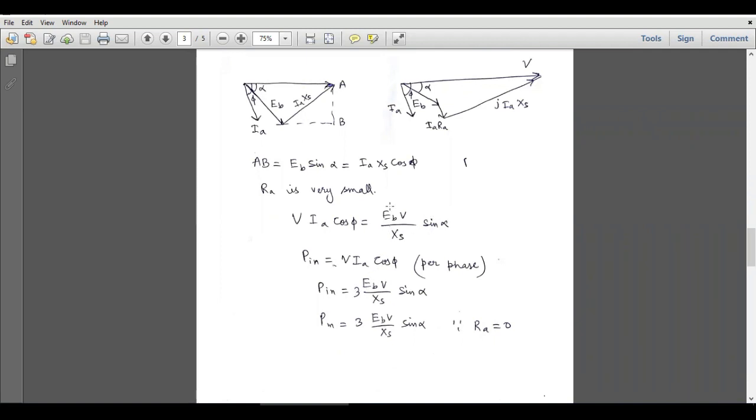And for calculating the three phase power, we will multiply this expression with 3, and P in is equal to 3 EB V over XS sin alpha. Since we have ignored RA in deriving this expression, stator copper loss will be equal to 0. So mechanical power will be equal to the input power in this case. So mechanical power is equal to 3 EB V over XS sin alpha.